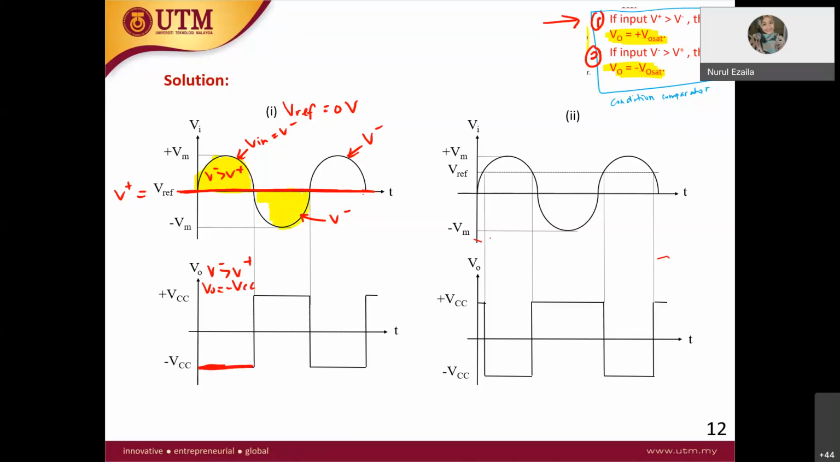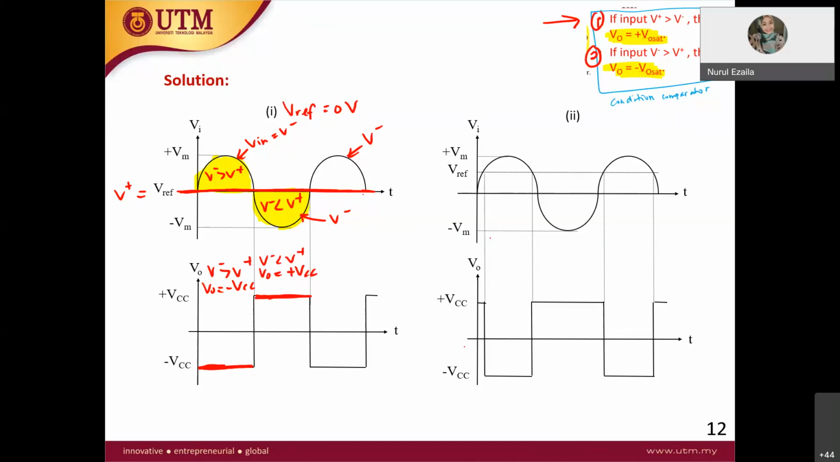All right, the second one, so let's take a look at this condition. For this one, the V minus is below the V reference, as you can see. So V reference is on top, so V minus is less than the V plus. Look at the condition there. When V minus is less than the V plus, V out is equal to plus VCC. That's why you got the line here at plus VCC.